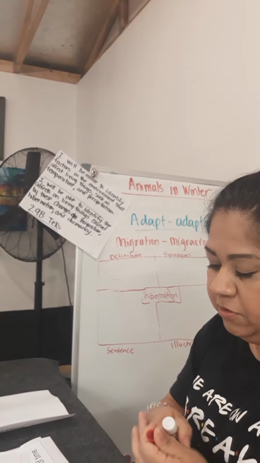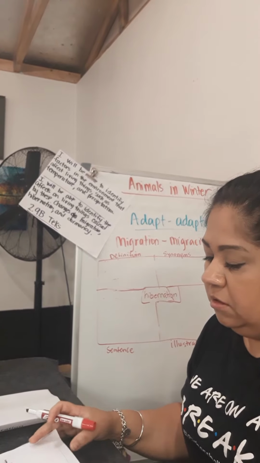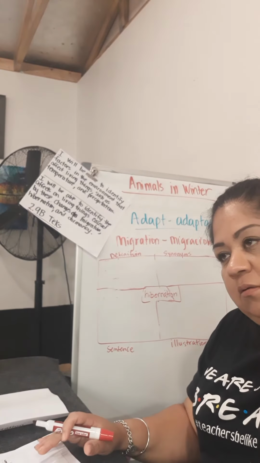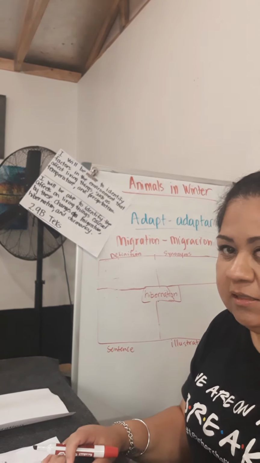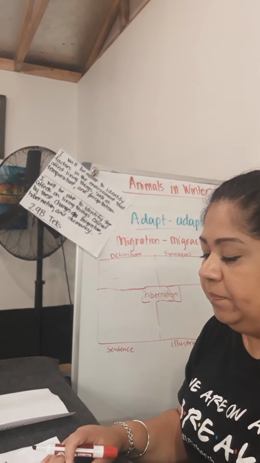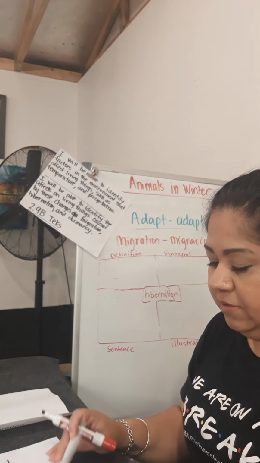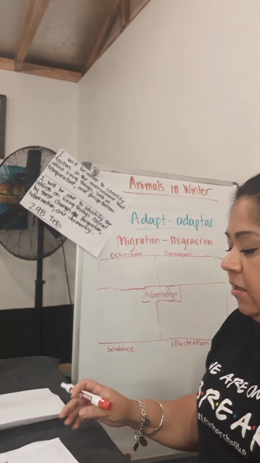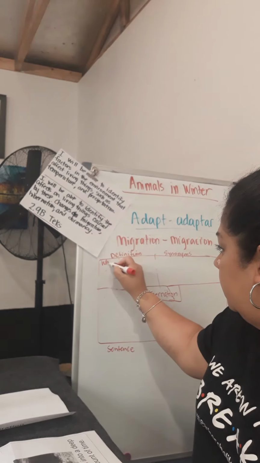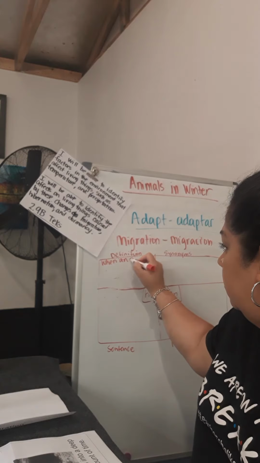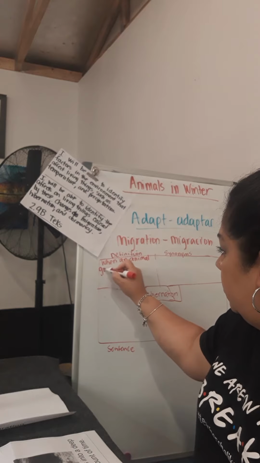Okay, so let's go back to hibernation. And in Spanish it's hibernación. And what do we know about hibernación? That they sleep, right? And we kind of had an example of an animal that hibernates. And what was that? Bear. A bear. But he's not the only one. Remember that. So the definition for that is when an animal goes into a deep sleep.